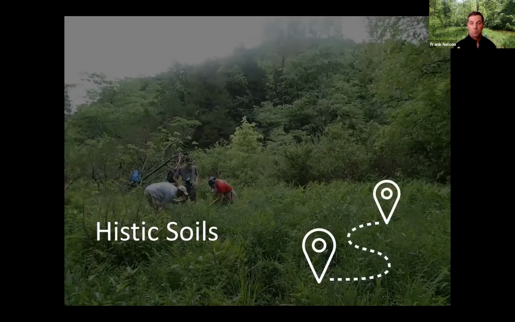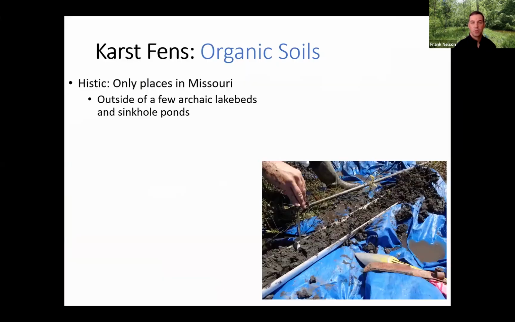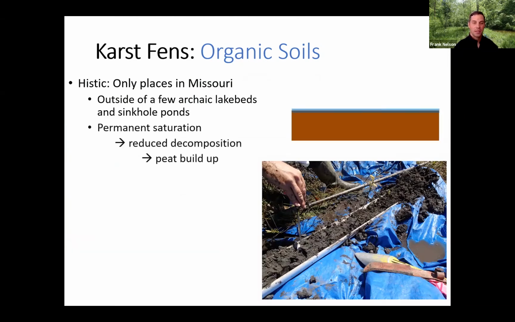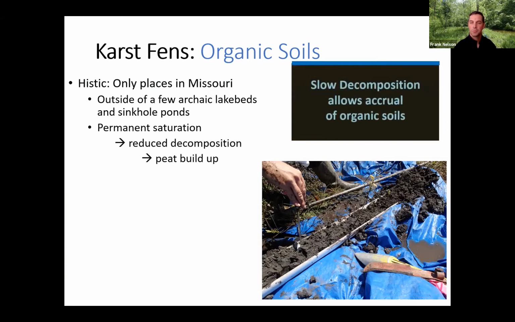And so this discharge then really shapes the histic soils in these locations. Now, karst fens are the only places really in Missouri that have organic soils, outside a few archaic lake beds and some other sinkhole ponds. And so for myself looking at wetland soils, this is really cool stuff because I don't get to see it anywhere else. And that's because of this permanent saturation. It reduces decomposition and therefore peat builds up over time.